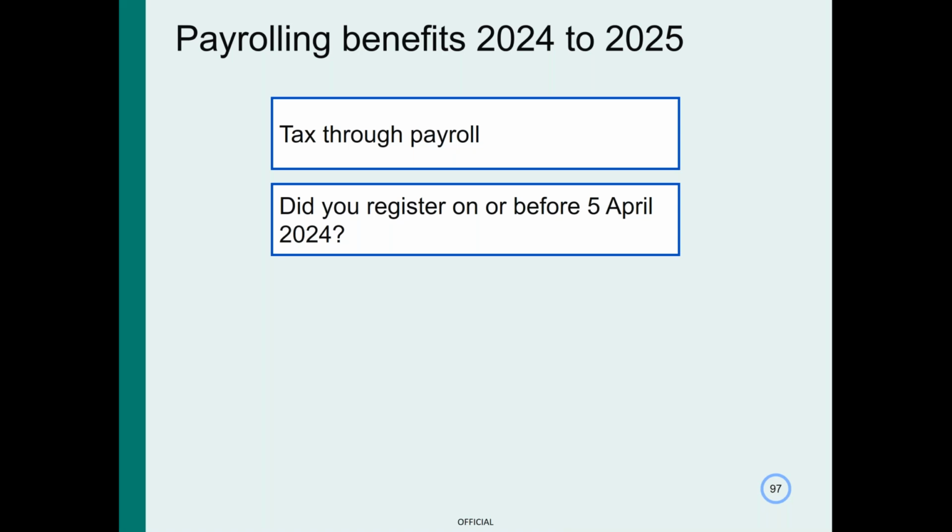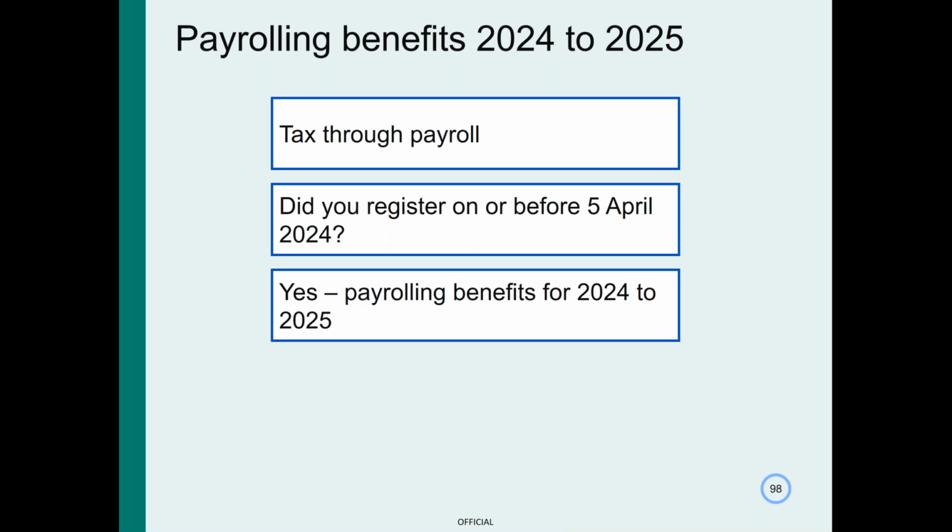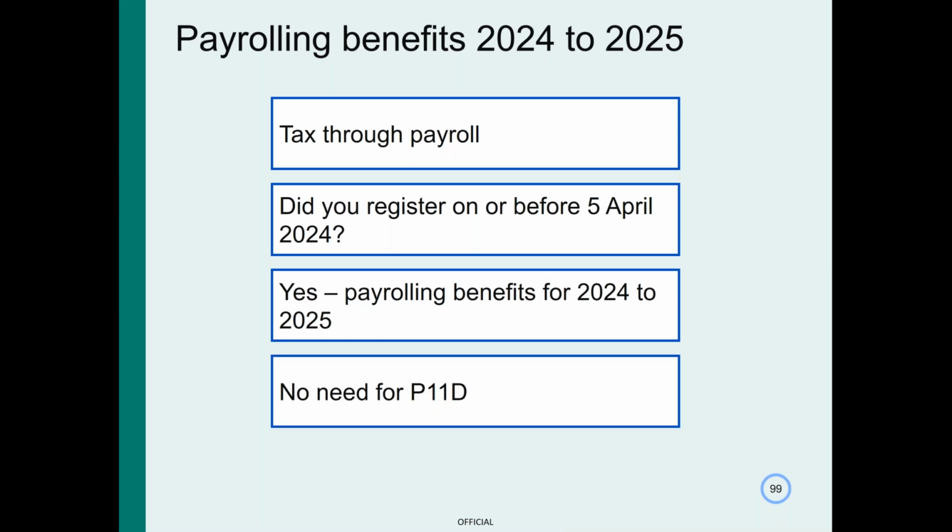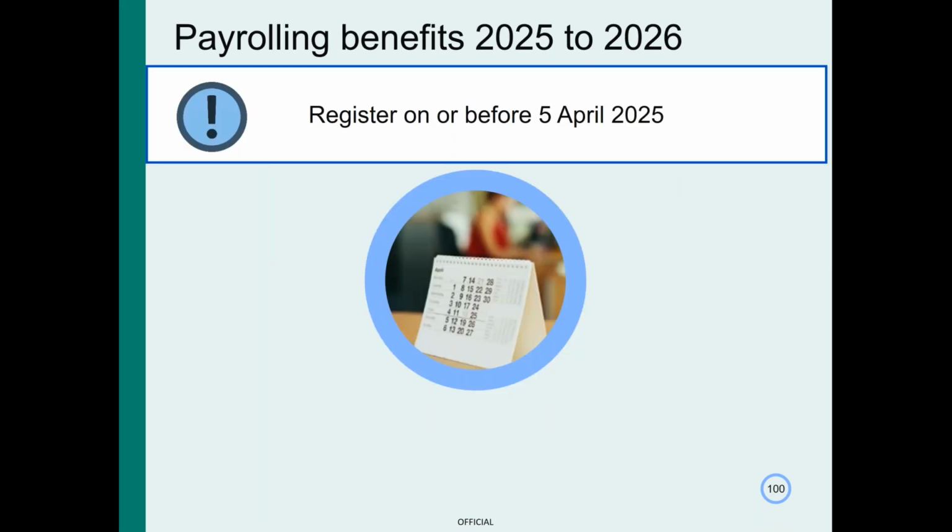If you registered for payrolling on or before the 5th of April 2024, you will have been deducting tax on benefits in kind through your payroll processing for the tax year 2024 to 2025. If you did, you won't need to complete a P11D for those benefits in kind. If you haven't registered, you'll need to submit P11Ds. If you haven't registered but want to payroll benefits for the 2025 to 2026 tax year, you need to register online on or before the 5th of April 2025.